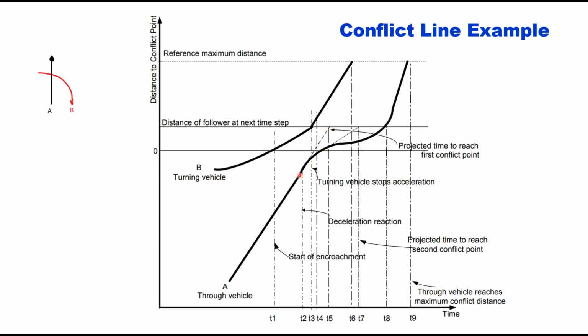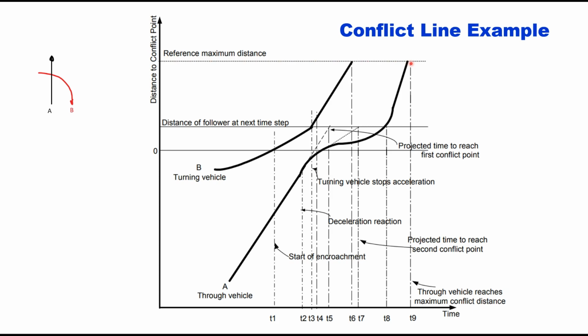But if it stops decelerating at this point and then you project this line further, then T7 will be the time when it reaches this encroachment point. But if it continues decelerating and then it goes up to here and then it starts at the normal speed, then this is the time T9 when it will reach the maximum reference distance. Now, the maximum reference distance is required to calculate the surrogate safety measure.